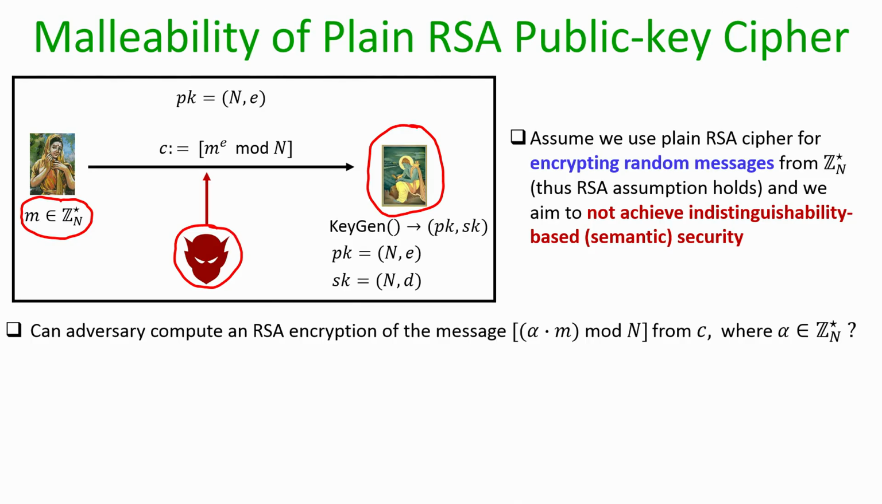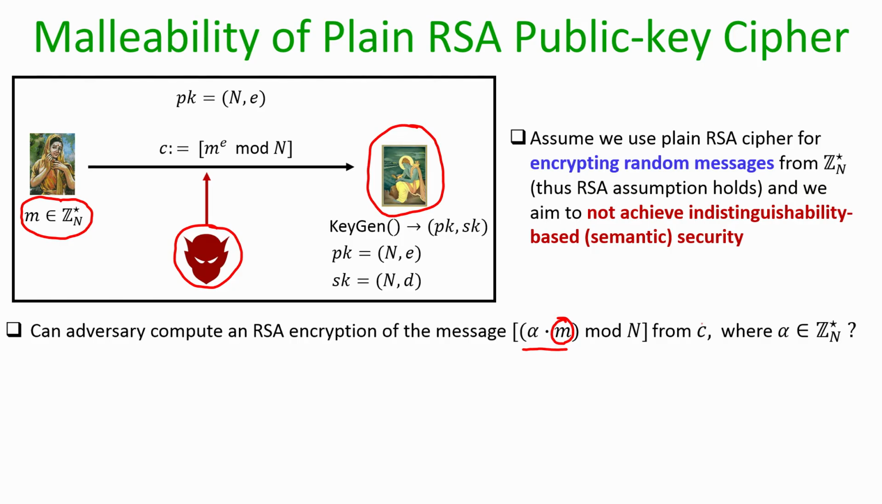So, the question that we want to now answer is: is it possible for this adversary to compute an RSA encryption of some message alpha times m, where alpha is known to the adversary and alpha is an element of Zn star, but the adversary does not know the value of the underlying plaintext m, which is encrypted in the ciphertext c? So, that is the goal of the adversary.